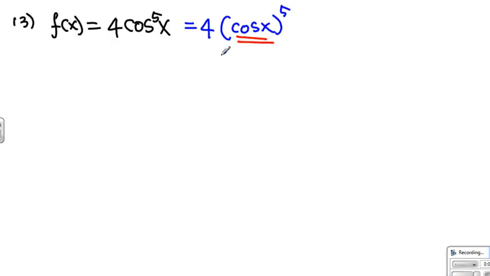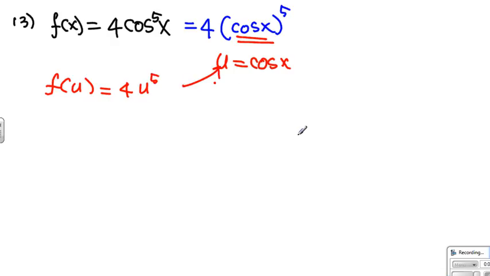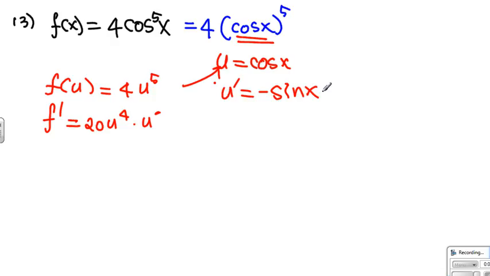So what we can do is let u equal cosine of x. Then here, we can rewrite the first expression as f of u, which is equal to 4 times u to the 5th power, where u equals cosine of x. Now then f prime becomes, by the power rule, 20 u to the 4th power times u prime. Now, what is the u prime from here? U prime we see to be negative sine of x, because the derivative of cosine is negative sine.